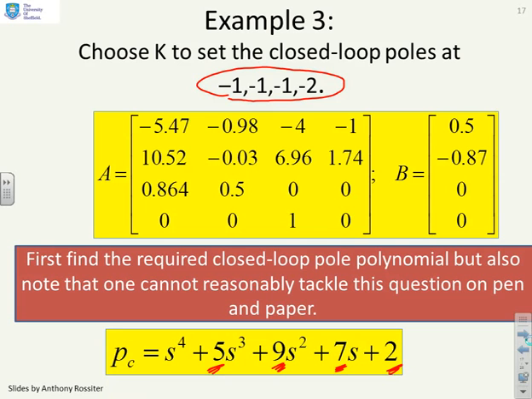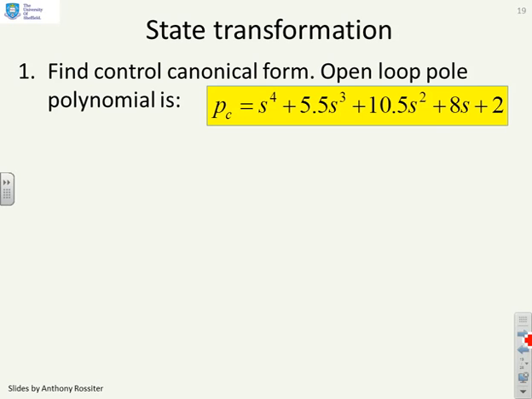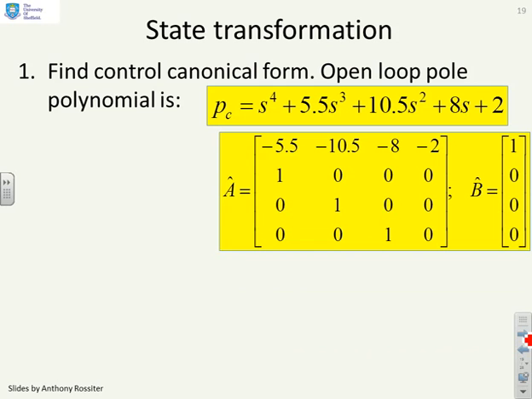So that's our target. Now you'll notice this system is not in canonical form, so I cannot use that approach. So if I want to use the state transformation approach, the first thing to do is find the control canonical form. Now the open loop pole polynomial is given here, so this is what the canonical form will look like. You'll see the 5.5 goes there, the 10.5 goes there, the 8 goes there, and the 2 goes there.